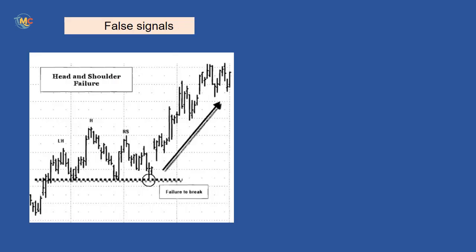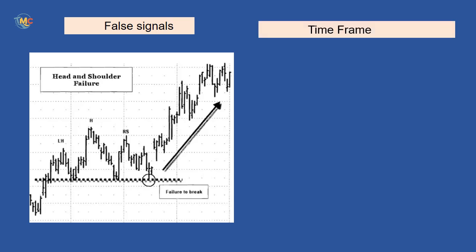False signals and variations. Not all head and shoulders patterns lead to significant reversals. Sometimes prices may briefly break the neckline only to reverse again, a head fake. Traders often wait for confirmation of the breakout, such as a close below the neckline or a break with significant volume. The pattern can also appear with variations. The shoulders might not be symmetrical in height or time duration, or the neckline might be sloping rather than horizontal.